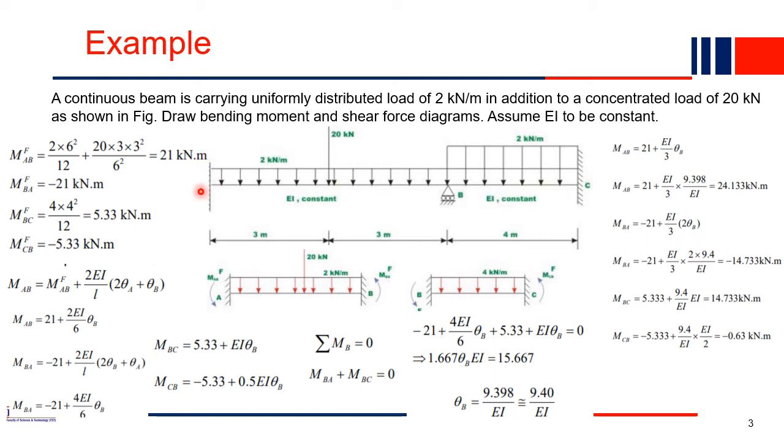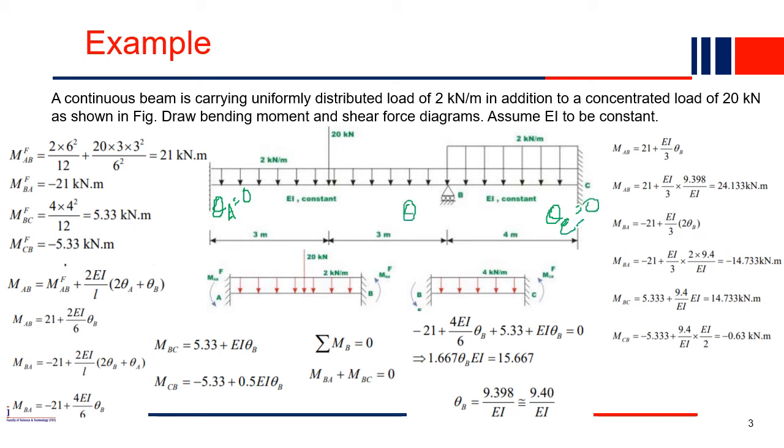It is a fixed support. That's why theta A is also 0 at this point. So theta A, the slope, will be equal to 0 because it is a fixed end. Similarly, at C it is also a fixed end, so theta C should also be equal to 0.